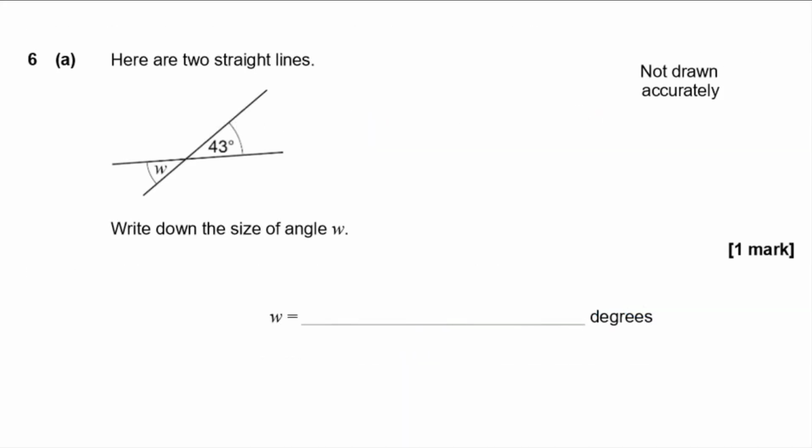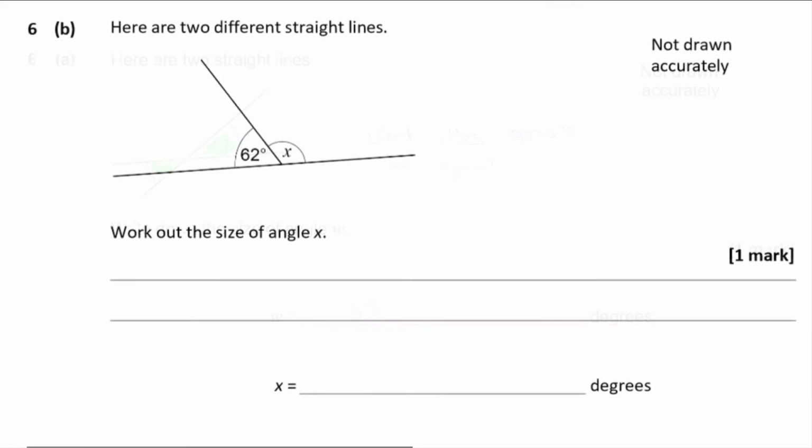Question 6a. Here are two straight lines. Write down the size of angle W. Well, that's nice and straightforward. These are what we call vertically opposite angles, aren't they? So that one and that one are vertically opposite when you have two lines crossing like that. That's how you say it. And vertically opposite angles are equal to each other. So that means W must be 43.